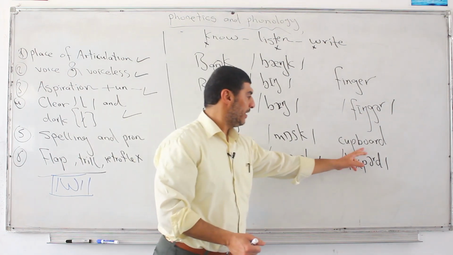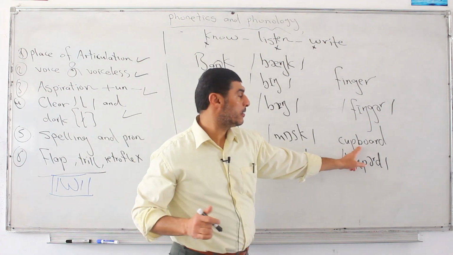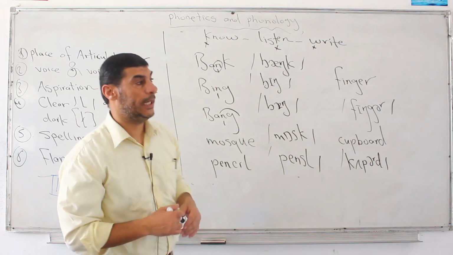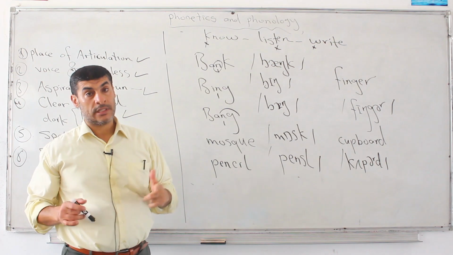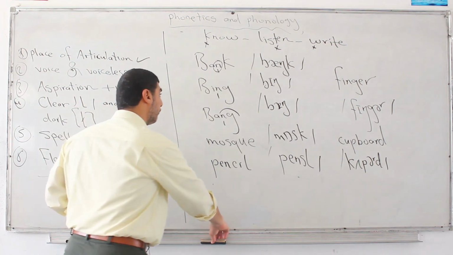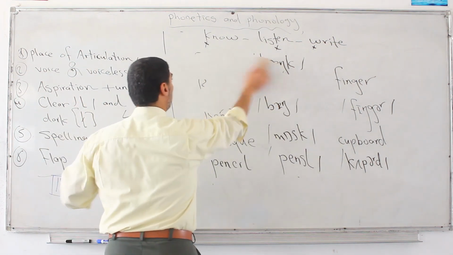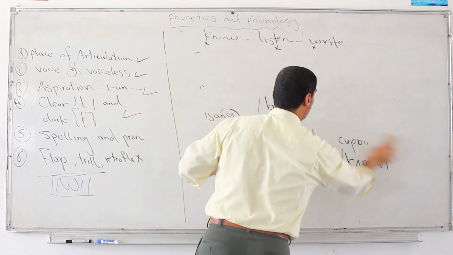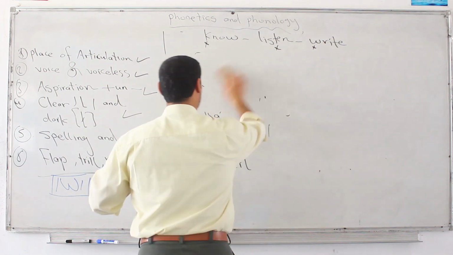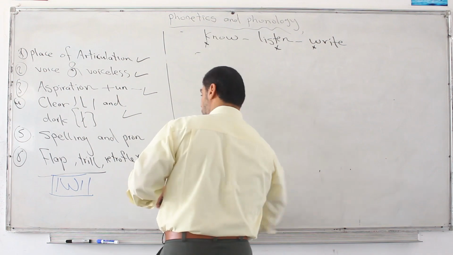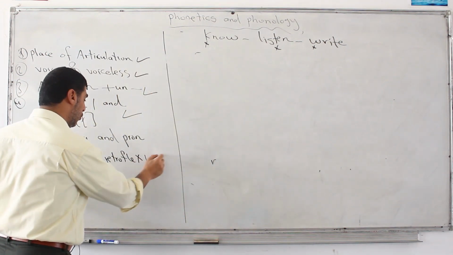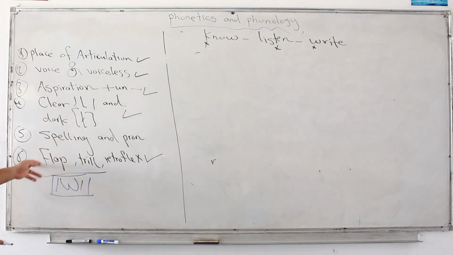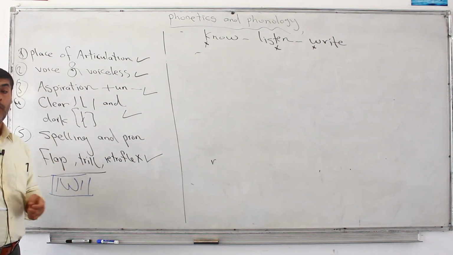So remember, this sound is silent. It's not pronounced at all, right? So hopefully you understand these important phonetic features. And now we move to another important aspect, which is flap, trill, and retroflex.